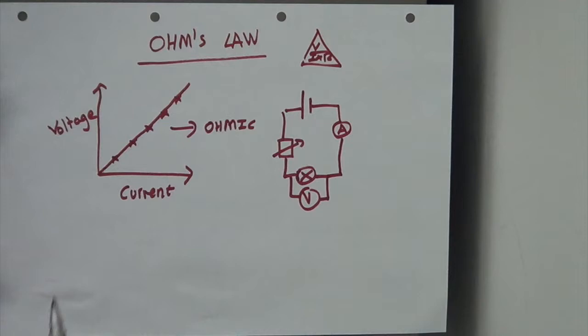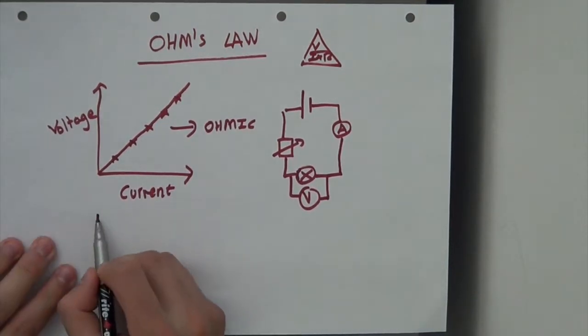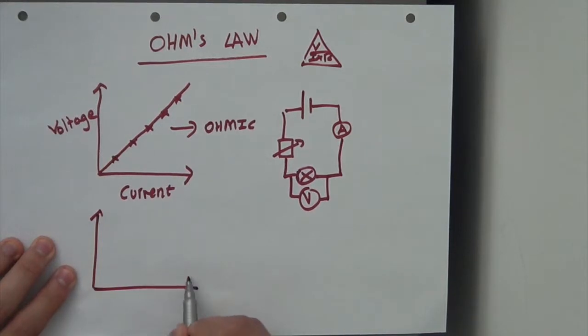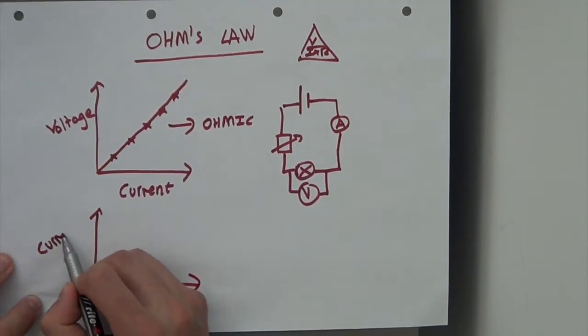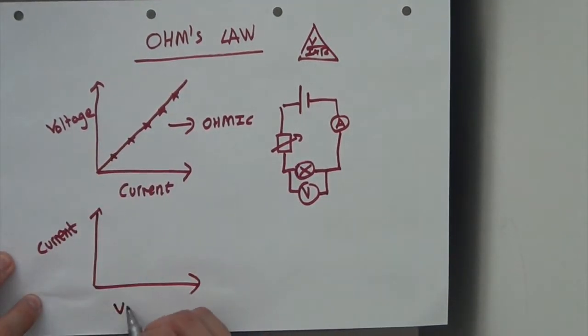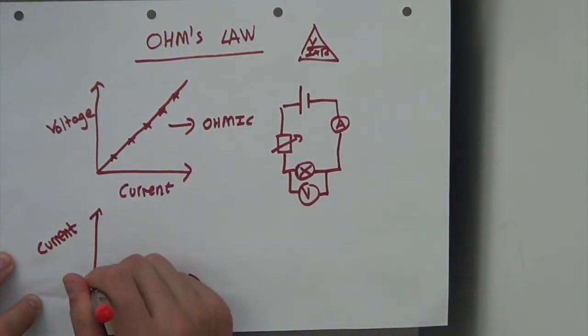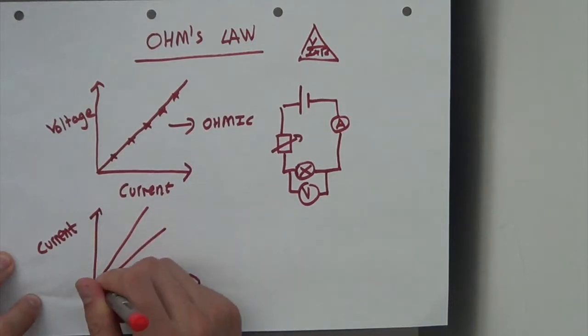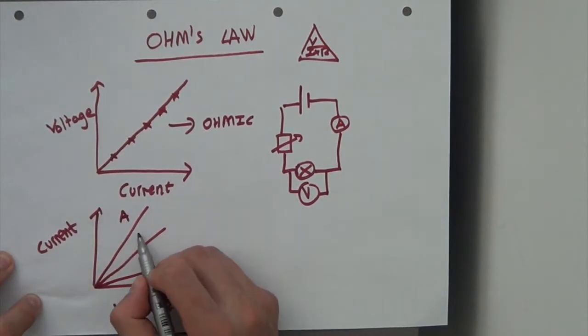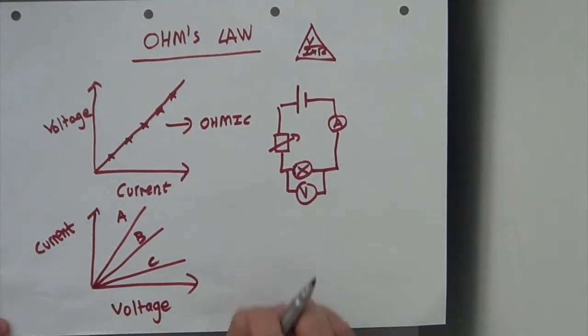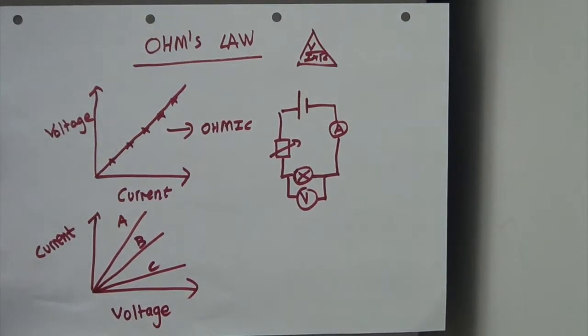Now, I'm going to use this graph, but I'm going to just change the axes. I'm going to put current on the y-axis, and I'm going to put voltage or potential difference on the x-axis. I'm going to give you 3 lines, lines A, B, and C, and they're going to represent 3 different resistors.